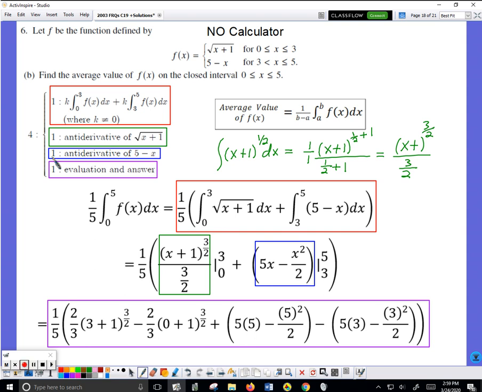Now all that we have to do is plug in the 0 and the 3 and the 3 and the 5. We don't have to simplify anything, so I don't. I just plug everything in. Dividing by 3/2 is the same as multiplying by 2/3. And I have 3 plus 1 to the 3/2 minus 2/3 again 0 plus 1 to the 3/2. Here, plug in the 5 minus, don't forget the parentheses in both places. Plug in the 3. If you have the purple box, you get the 4th of the 4 points.